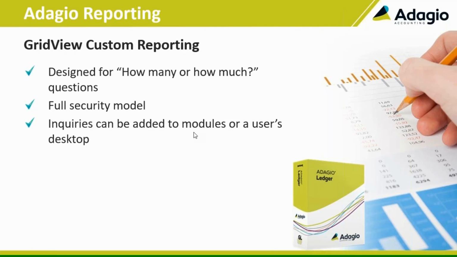It has a full security model, because grid view allows you to report on any of the data in Adagio. So it's a very powerful tool, and you might want to restrict the tool so that people can only see the data that you would like them to see. So you don't want the AP clerk poking around in the bank reconciliation module to see what the bank balances are, for example. Or you don't want the sales guy who's looking at the total orders for his customers to be able to go and look up revenue in the GL. But you can report on any of the tables within Adagio.